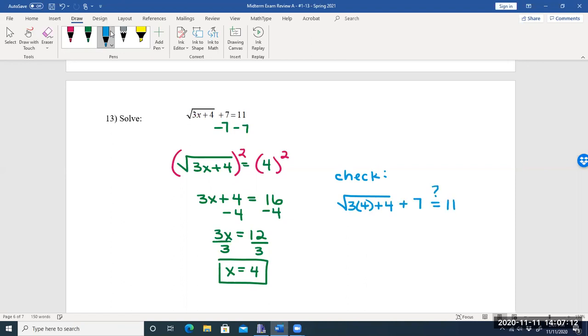But I'll just show you that this one is a good solution. We get square root 16 plus 7 equals 11, and the square root of 16 is 4. And so yes, it does work out. We end up getting 11 equals 11, which is good. But like I said, in number 14, we're going to see what an extraneous solution would look like for these.